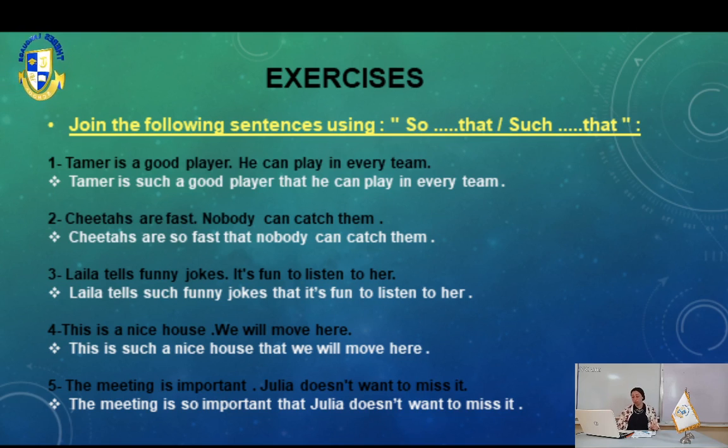This is a nice house. We will move here. Nice house, adjective and a noun. So you are going to use such. And it's a nice house, so you are going to use a. So we are going to say, this is such a nice house that we will move here. Number 5, the meeting is important. Julia doesn't want to miss it. Important, very good. It's only one word. So we are going to use so, very good. So the meeting is so important that Julia doesn't want to miss it.